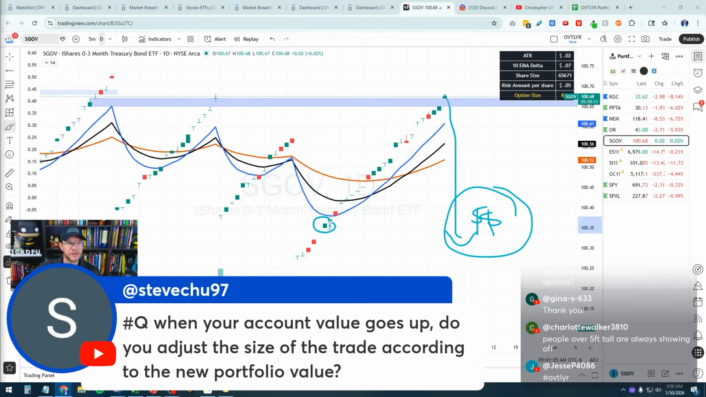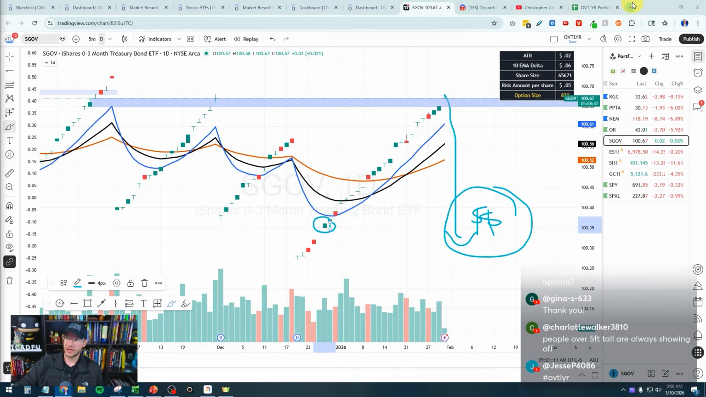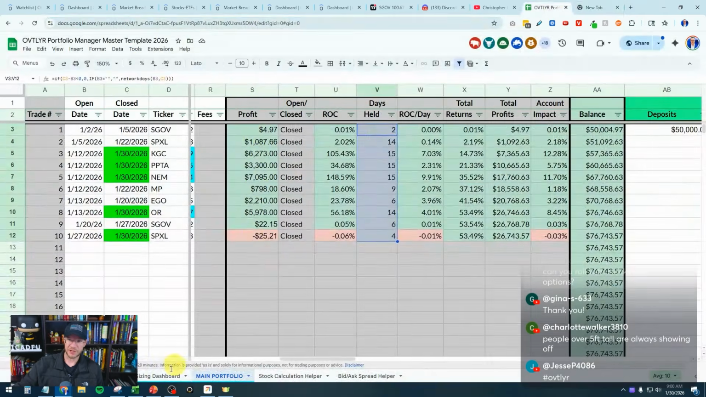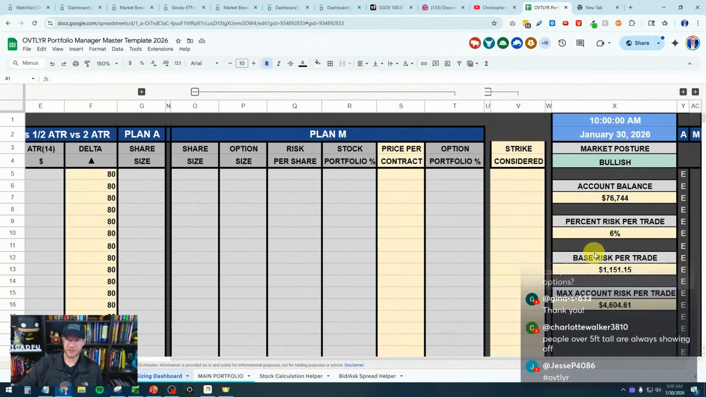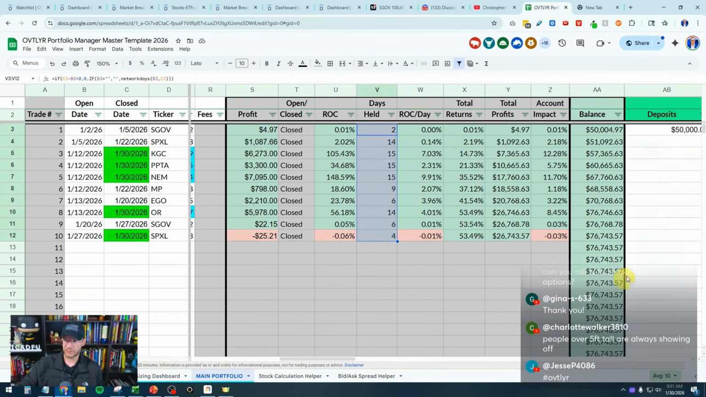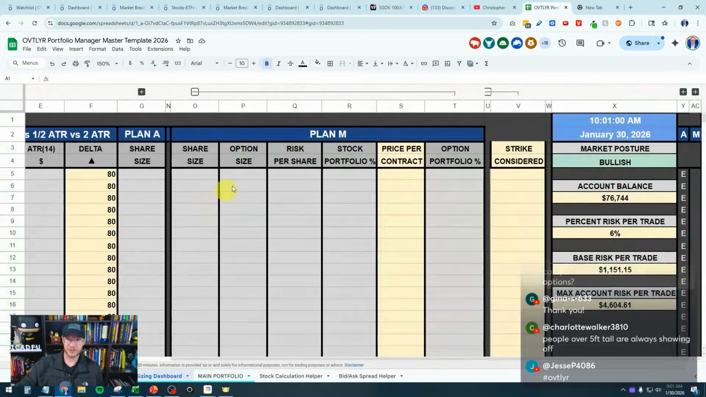Steve asks: when your account goes up, do you adjust the size of the trade according to the new portfolio value? The link down below is this spreadsheet. In there, you can go to the position sizing dashboard. This will automatically update based on what you put in your portfolio. As your portfolio grows, your position size will grow commensurately because it maintains the same level of risk in any position. So I think the answer to what you're looking for is yes.